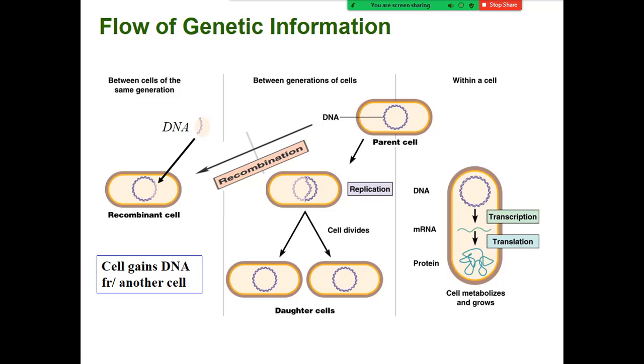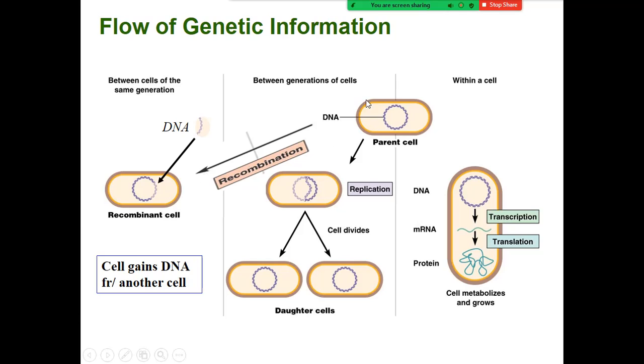Now, the DNA can also flow between cells of the same generation of cells. And I've changed the picture from the textbook to make it a little clearer. There is a donor cell where the DNA comes out of that donor cell and then recombines in a recombinant cell. So this is the recipient cell. And what I've done is I've broken this because the DNA doesn't flow directly from this cell into that cell, at least not most of the time.